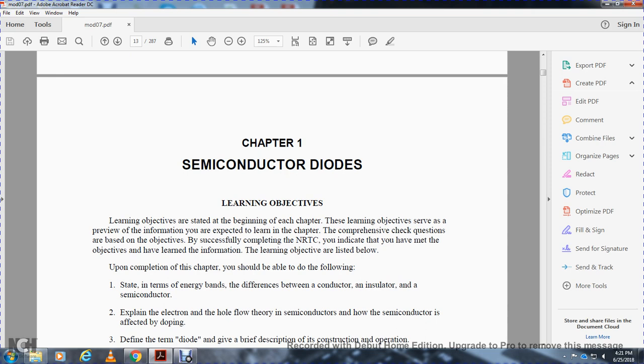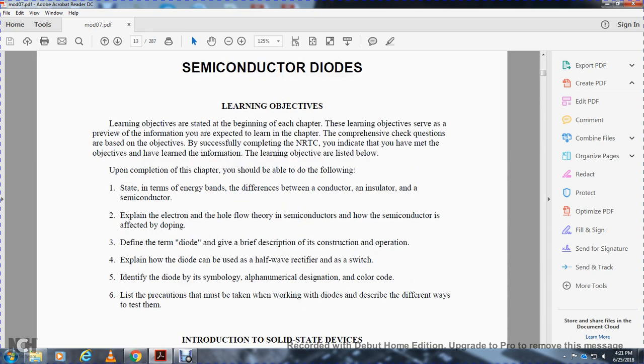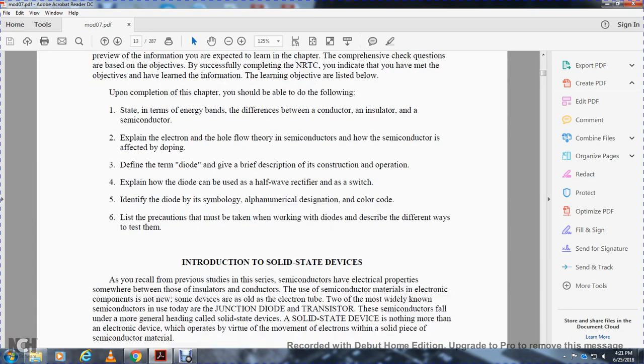Upon completion of this chapter, you should be able to do the following: State, in terms of the energy band, the difference between a conductor, insulator, and semiconductor. Explain the electron-hole flow theory of semiconductors and how a semiconductor is affected by doping. Define the term diode, with a brief description of its construction and operation. Explain how a diode can be used as a half-wave rectifier and a switch. Identify diode symbology, alphanumeric designation, and color code. List the precautions that must be taken when working with diodes. Describe the different ways to test them.